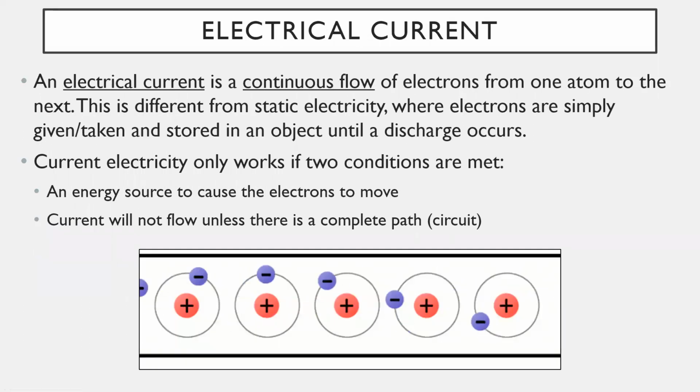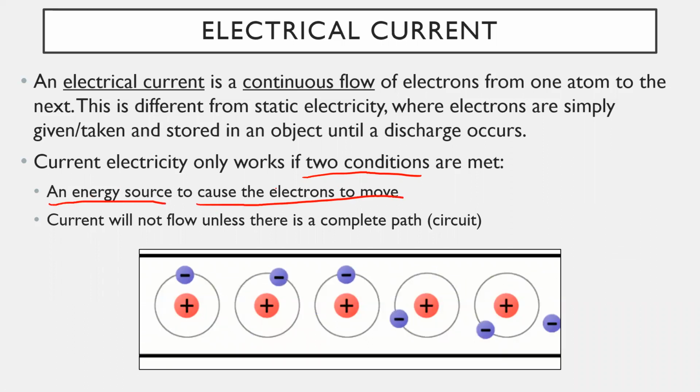So, electrical current, first things first. An electrical current is a continuous flow of electrons from one atom to the next. This is different from static electricity, where electrons are simply given or taken and then stored in an object until a discharge occurs. Now, current electricity only works if two conditions are met, and this is super important. In order for current electricity to happen, you need to have an energy source to cause those electrons to move. The other thing that you need is a complete path. So you need something called a circuit in order for those electrons to actually flow.